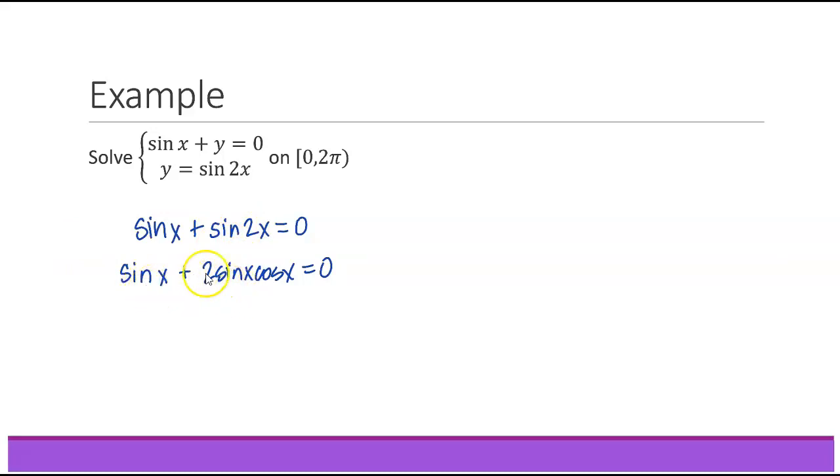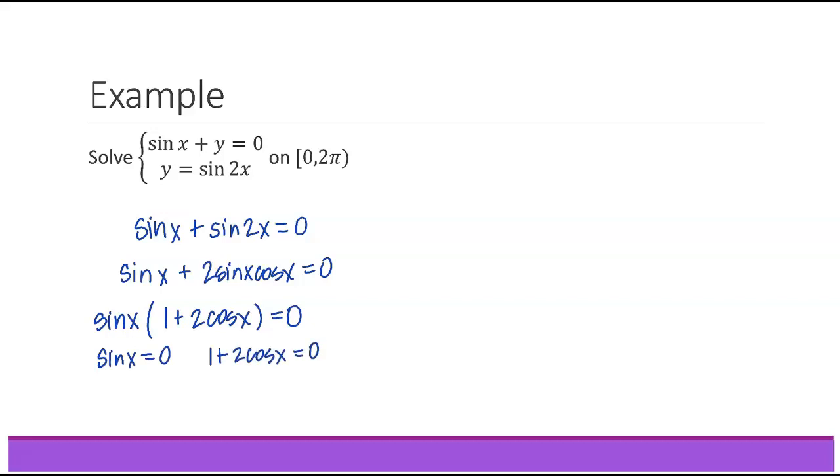And then we can now factor out a sine x, there's one in each term, to create a product. So if I factor out a sine x, I have 1 plus 2 cosine x is equal to 0. And now that I have a product, I can set each part equal to 0. So I can set sine x equal to 0, and I can set 1 plus 2 cosine x equal to 0.